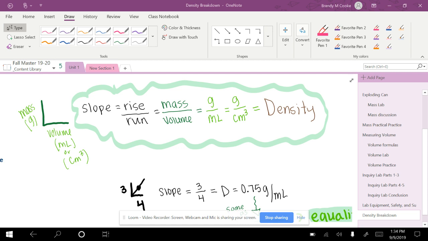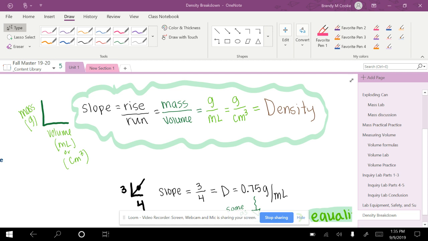So to start off, I just wanted to remind you guys where density comes from. We know that the definition of density is how much stuff we can get packed in a certain amount of space. And we can graph this by using the units mass and volume. And that leads us to density because, of course, slope is rise over run. The rise is going to be the mass, the run is the volume, and then our units here in light green are going to be grams per milliliter or grams per centimeter cubed because, of course, milliliters and centimeters cubed are equivalent.